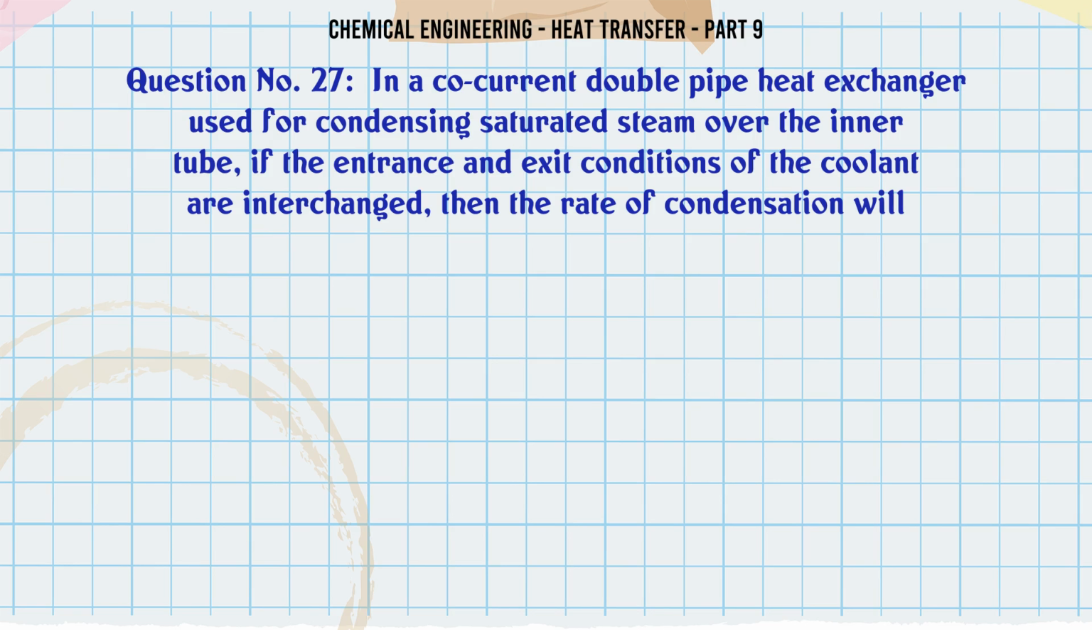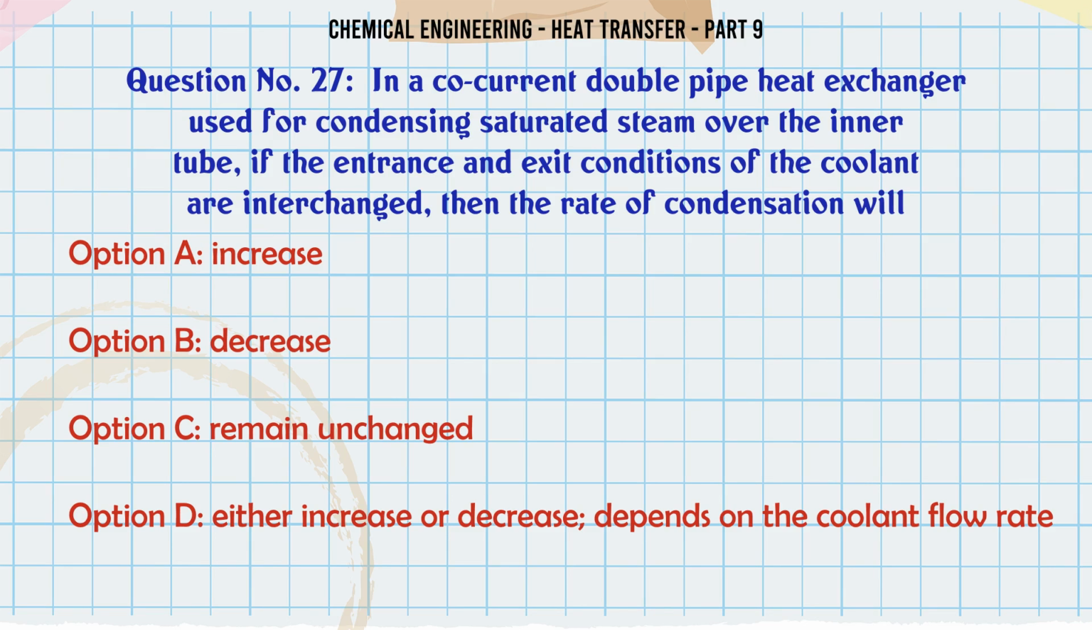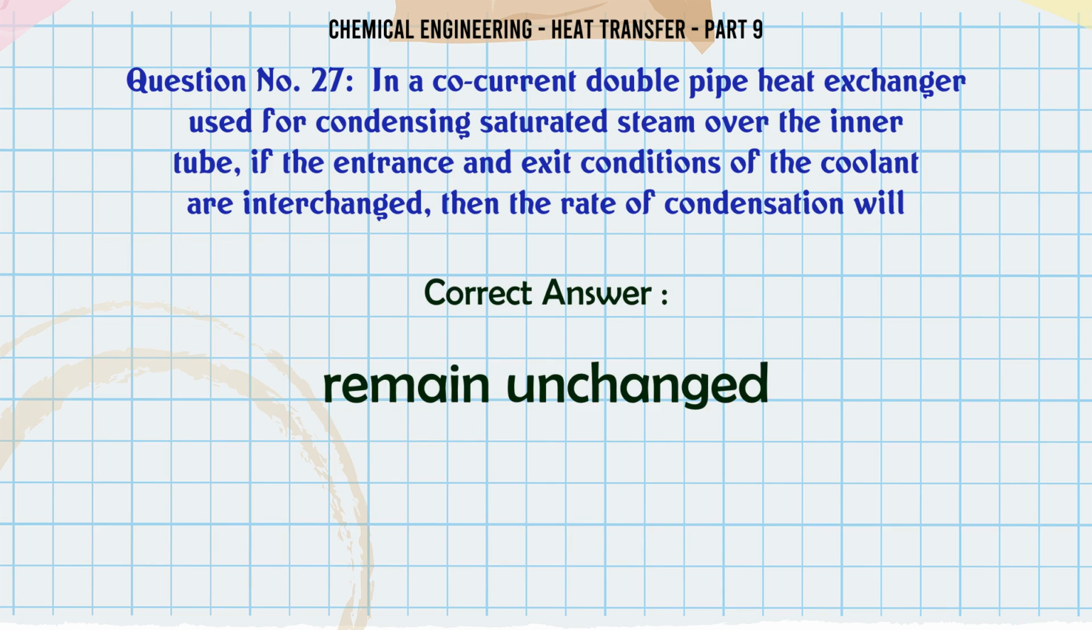In a co-current double pipe heat exchanger used for condensing saturated steam over the inner tube, if the entrance and exit conditions of the coolant are interchanged, then the rate of condensation will A. Increase. B. Decrease. C. Remain unchanged. D. Either increase or decrease, depends on the coolant flow rate. The correct answer is remain unchanged.